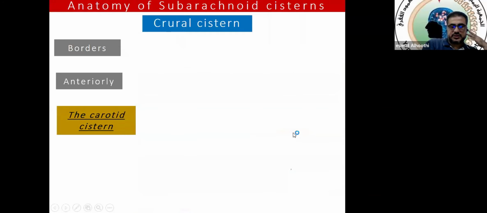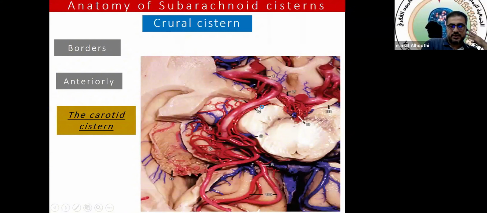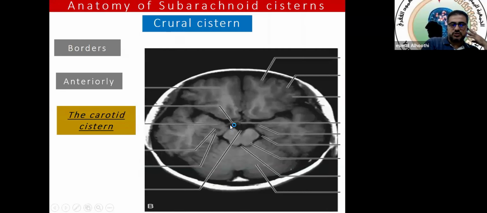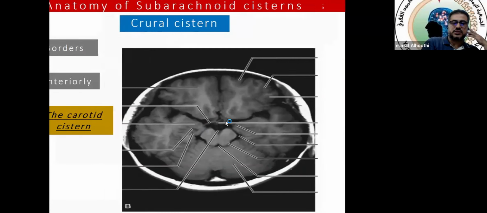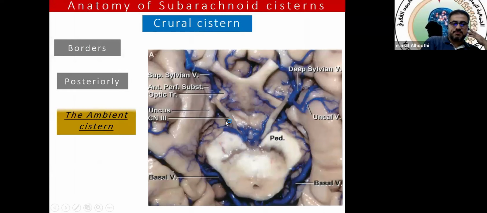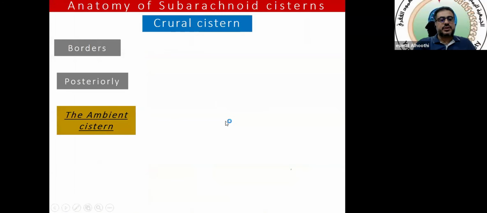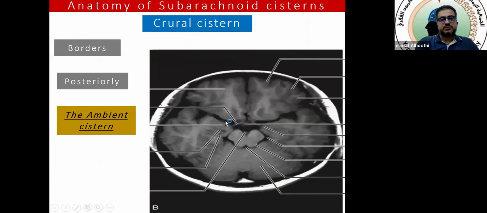Anteriorly is the carotid system. As you see, this is the choroidal system, and just located anterior to it is the carotid system. Also, this is the choroidal. Anterior to it is the carotid system. Posteriorly is the ambient system.